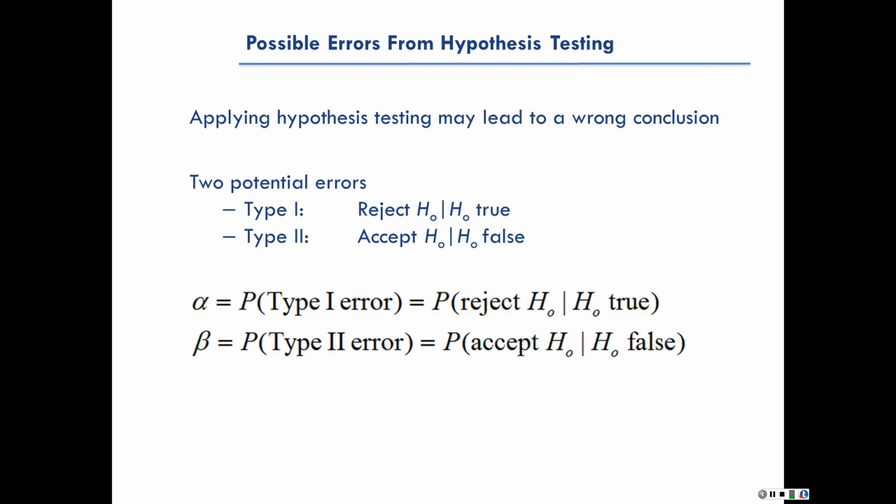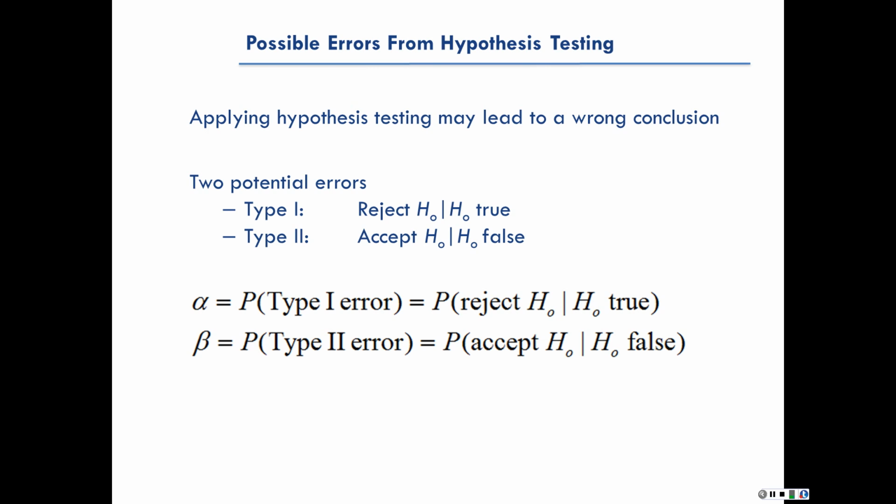So the next slides are somewhat theoretical, but they're important because there are possible errors from hypothesis testing. It could lead to a wrong conclusion, and we're talking about probabilities here, and this is where selecting the alpha value becomes important. There are two specific errors that I'm thinking about. The first is what's referred to as a type 1 error. This is if we reject the null hypothesis when the null hypothesis is actually true. And that probability is equal to alpha. And this is why we pick a low value of alpha.